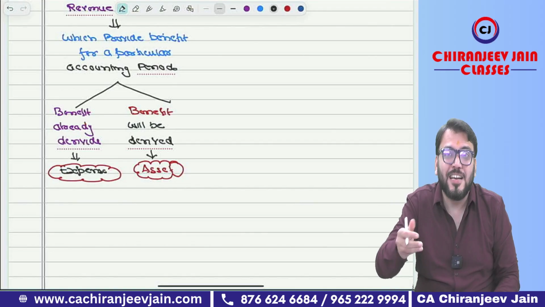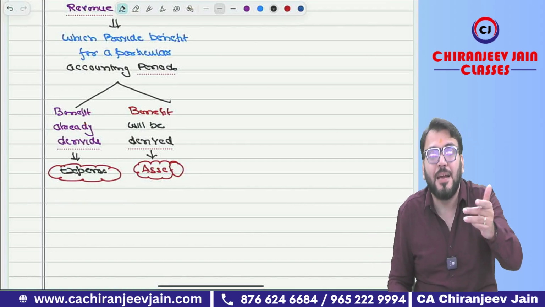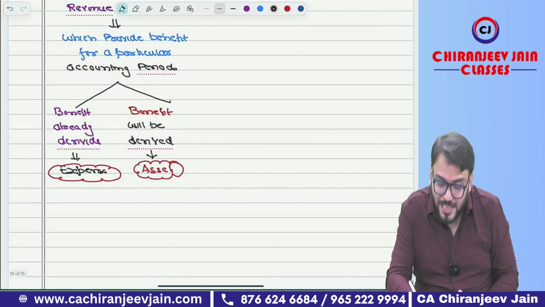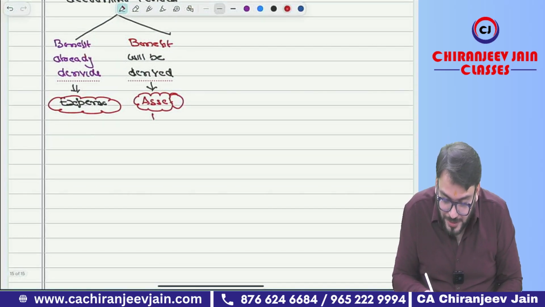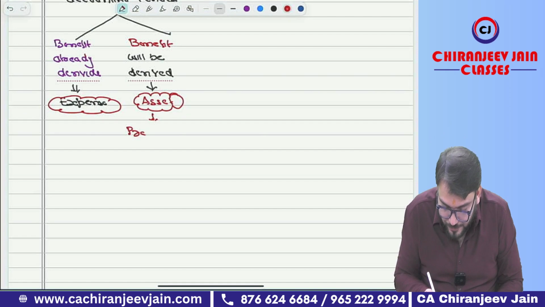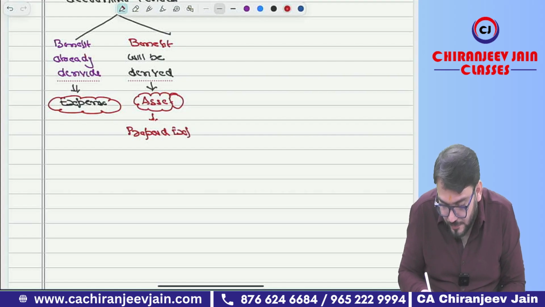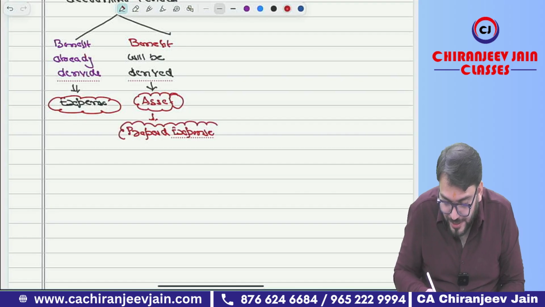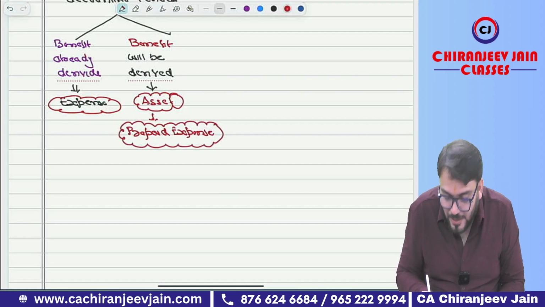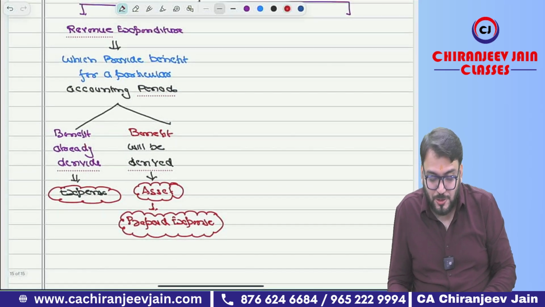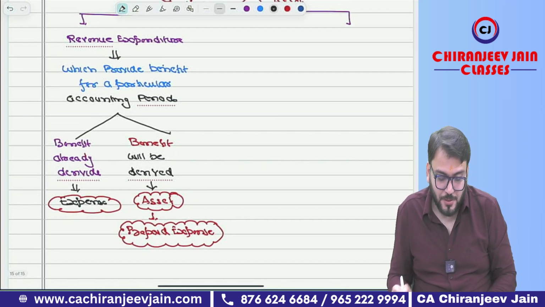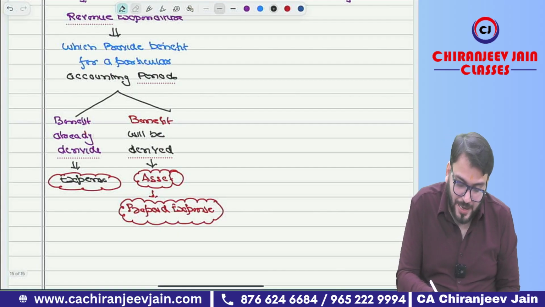If you incur some revenue expenditure and the benefit will be derived in future, that is an asset, and therefore we open one account known as prepaid expense. The prepaid expense means the benefit is yet to be derived, and therefore it is an asset, shown in the balance sheet as an asset. Correct? Any doubt?